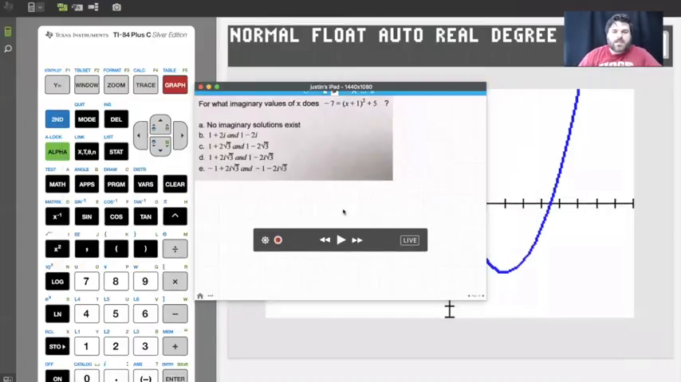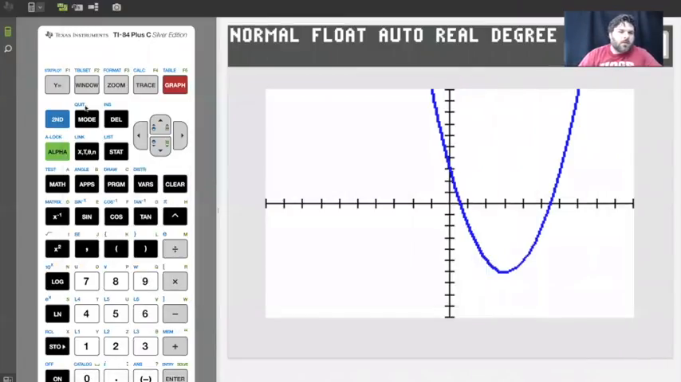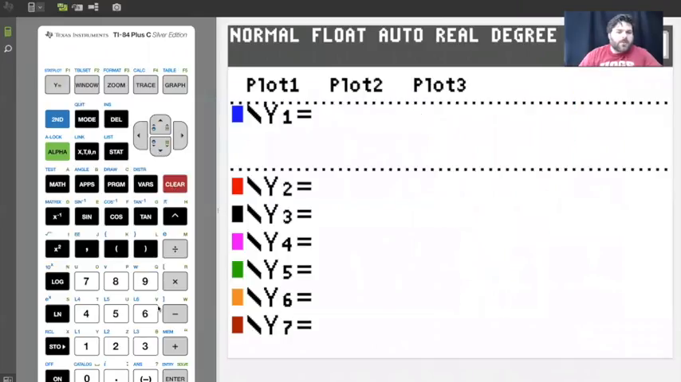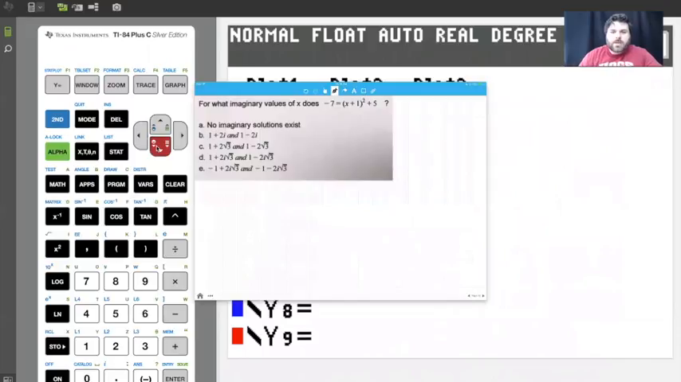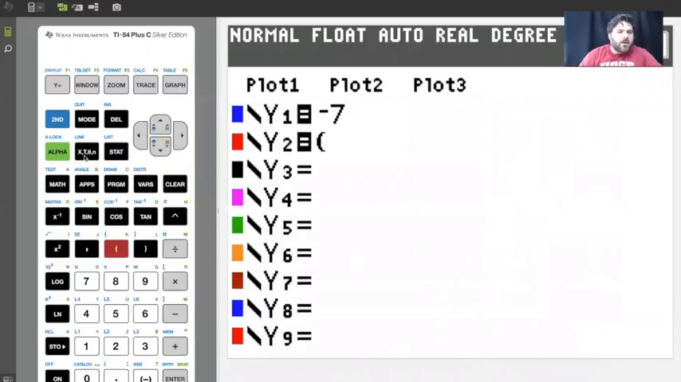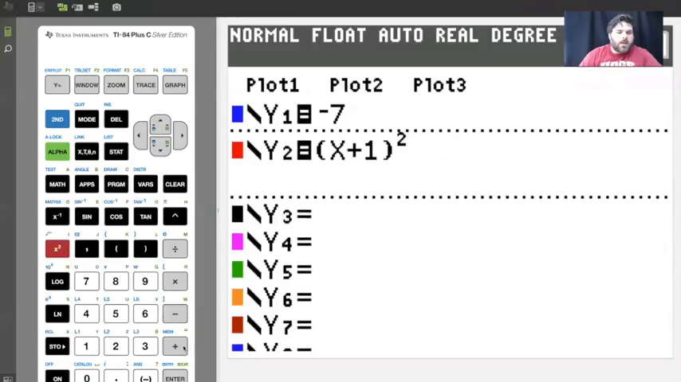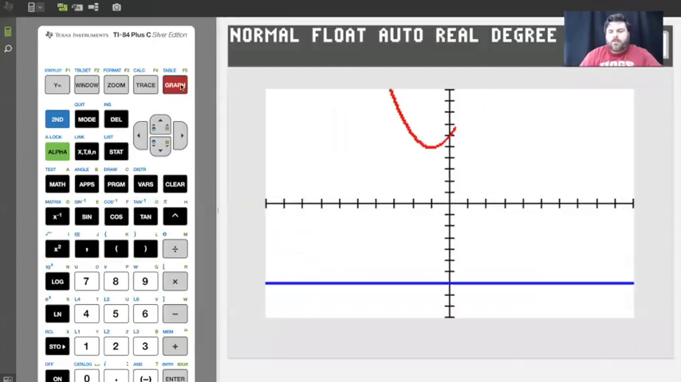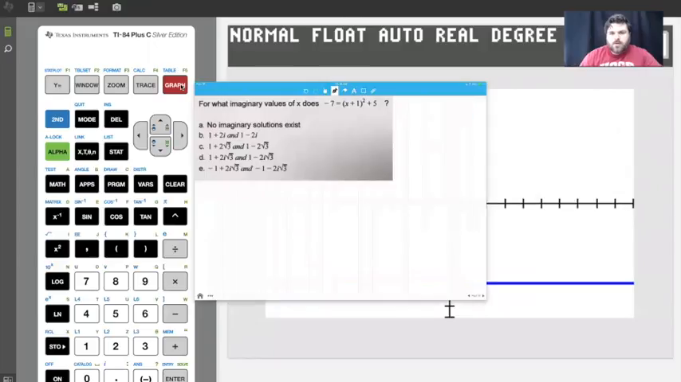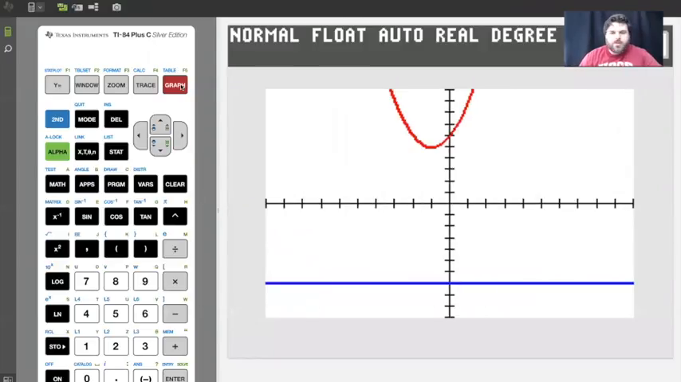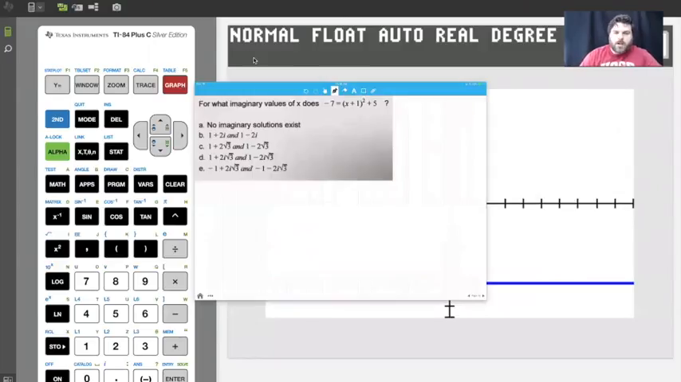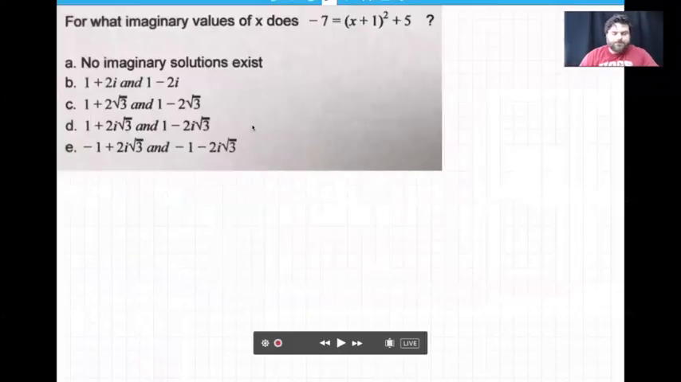We're going to graph the left side, negative 7. Okay, so we graph the left side, negative 7. Then we graph the right side, x plus 1 squared plus 5. And we hit graph. There's 1, there's 1. They do not intersect, which means they do not have any real solutions. That's why they're saying imaginary here. We cannot use our calculator on this one. There's no way to do it, fortunately.